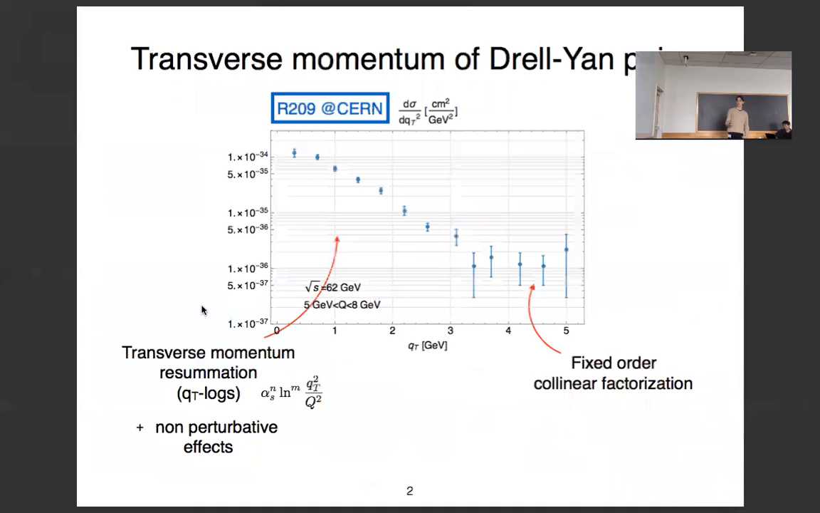These data are at low QT, where they are expected to be described by transverse momentum resummation and mainly by non-perturbative effects. Indeed, this is where the TMD fits are done. This is one example of an old fit, the Drell-Yan fit. If you look at the high QT part of the spectrum, you expect the fixed order to be applied, to be reliable.